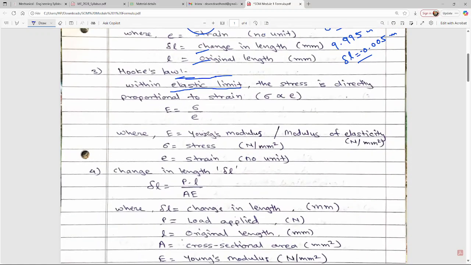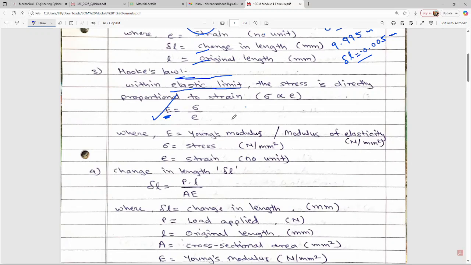So here is Young's modulus. The modulus of elasticity is a constant of any material. E is a constant of any material. Every material has a different E value, like a property of that material.